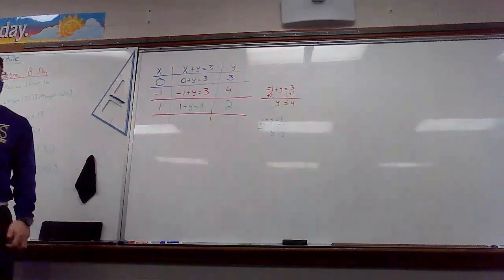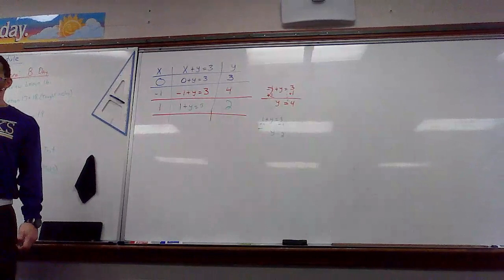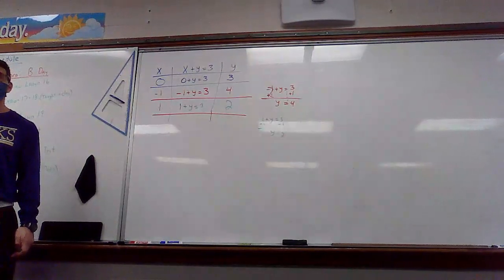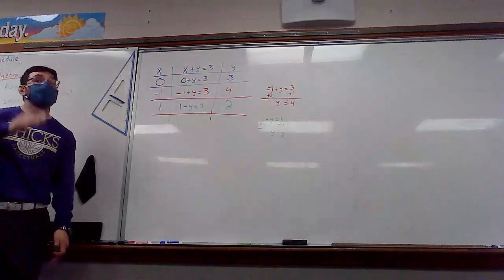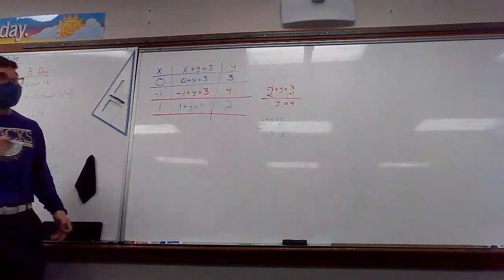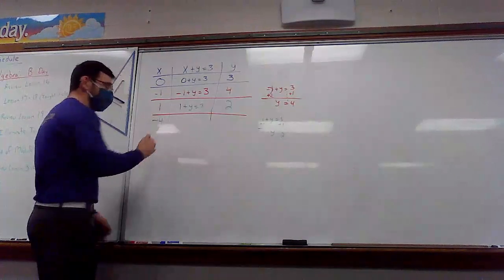Chris. No, I already called on Chris. Nope. Charlie. I already called on you, didn't I? Bree, give me your favorite number. My favorite number is 7.